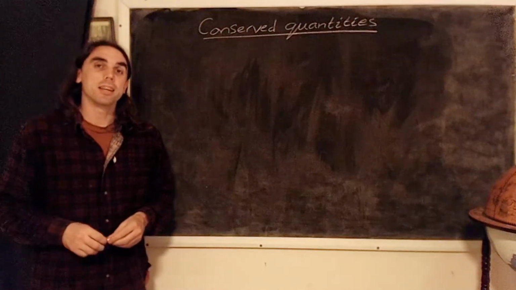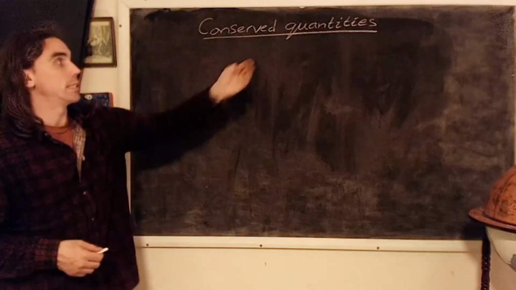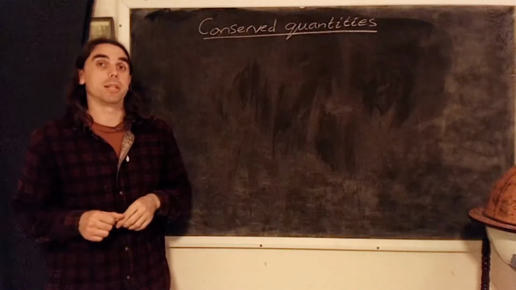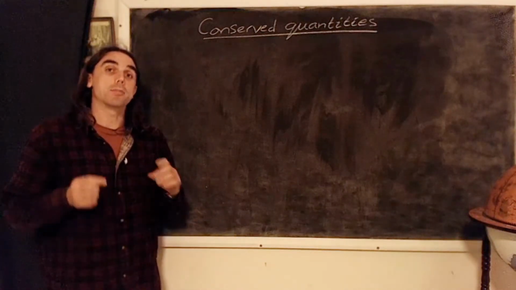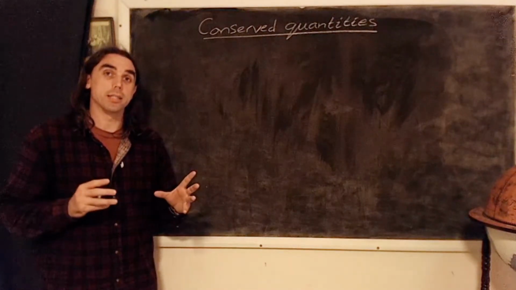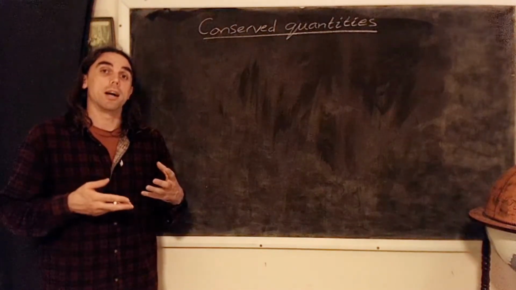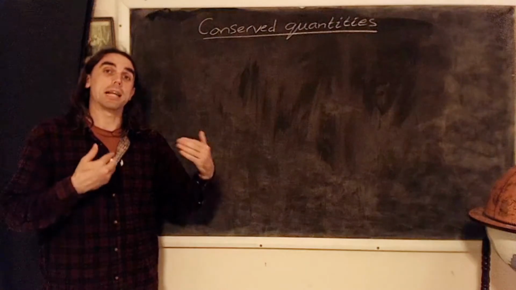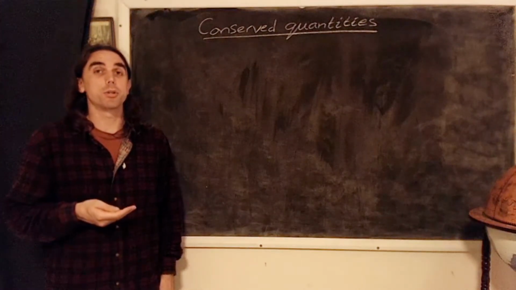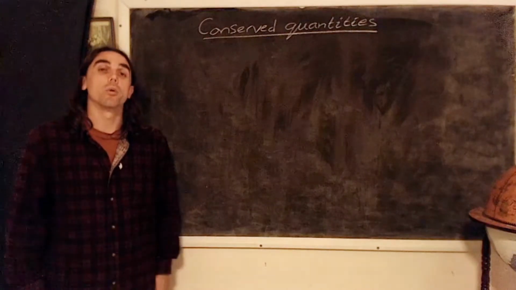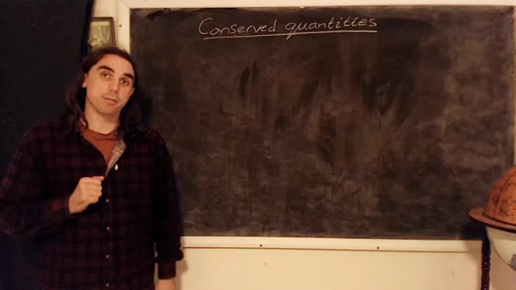Hello. In this video we're going to take a look at conserved quantities. So we've seen in the previous couple of videos that Ehrenfest's theorem tells us that expectation values of quantum operators give us quantities associated with the classical limits of quantum systems. So we get the classical equations of motion back on average, where average means taking the expectation value of the corresponding operator.